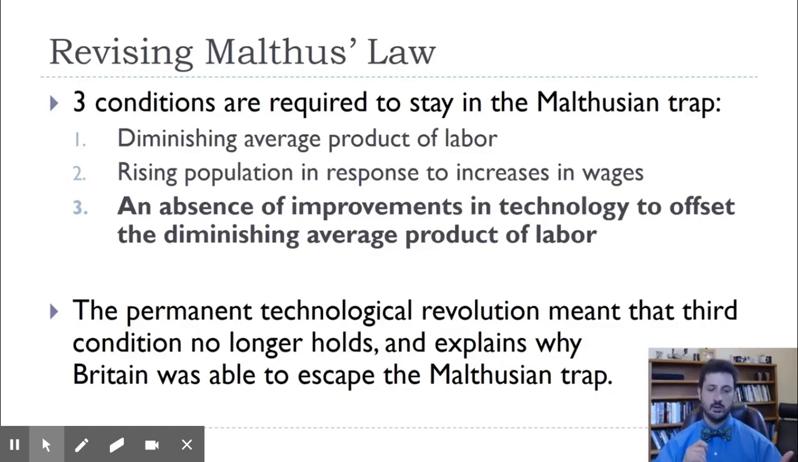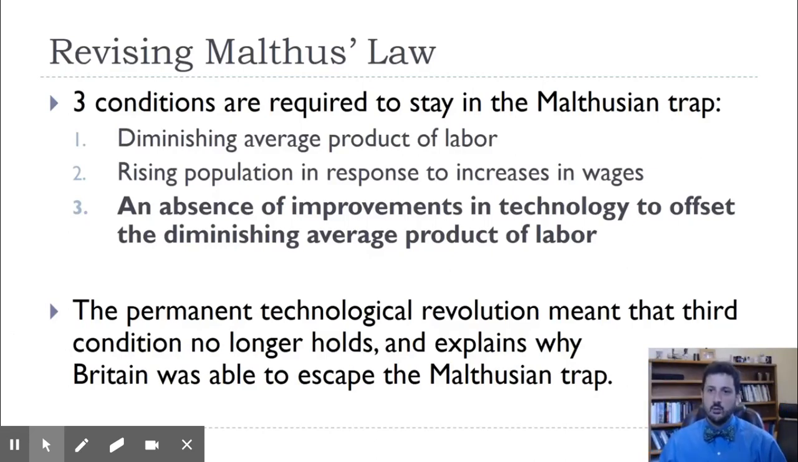and we explain that by saying, listen, this was, before the healthcare revolution, more food meant healthier people. That meant people were going to survive more. That meant an increase in population. And the third is an absence of improvements in technology that would offset the diminishing average product of labor. So the way we're going to think about technology is not that we move along, that the shape of the production function changes, but that it shifts up.